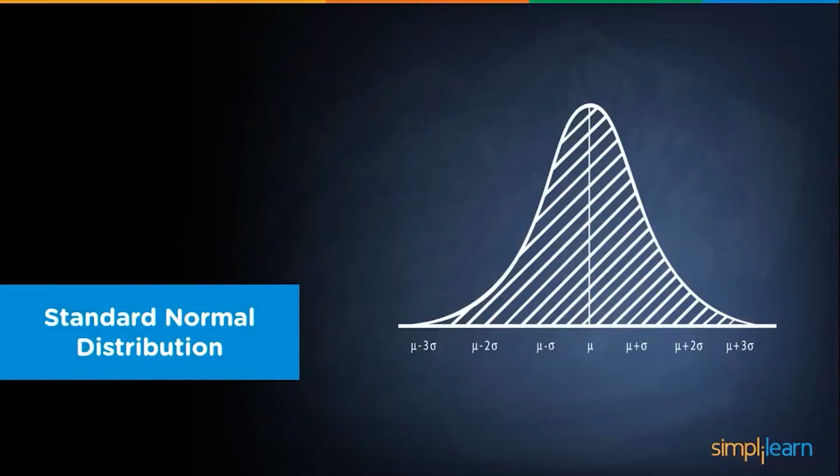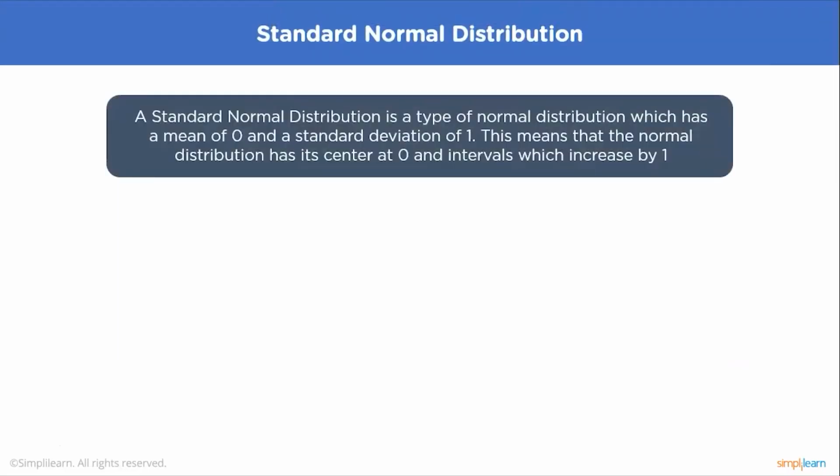Now, what is the standard normal distribution? The standard normal distribution is a type of normal distribution that has a mean of 0 and a standard deviation of 1. This means that the normal distribution has its center at 0 and it has intervals which increase by 1. All normal distributions, like the standard normal distribution, are unimodal and symmetrically distributed with a bell-shaped curve. However, a normal distribution can take on any value as its mean and standard deviation. In the standard normal distribution, however, the mean and standard deviation are always fixed.